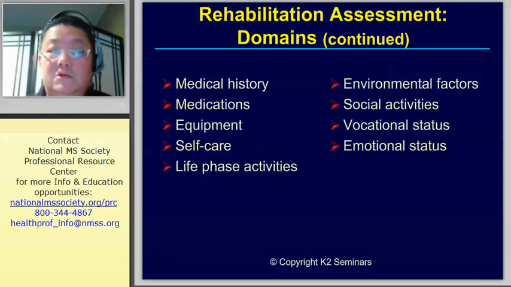Take a good medical history. Very important to know what their lifestyle is like and what other comorbidities exist. And then take a look at medications. Remember, if you don't know your medications, make sure you understand, because there's a whole list of medications that MS patients generally have.